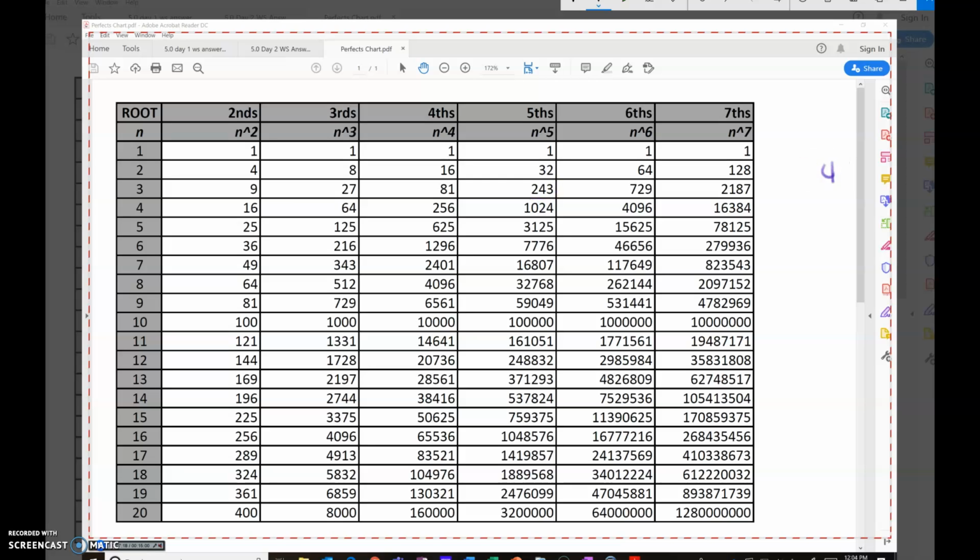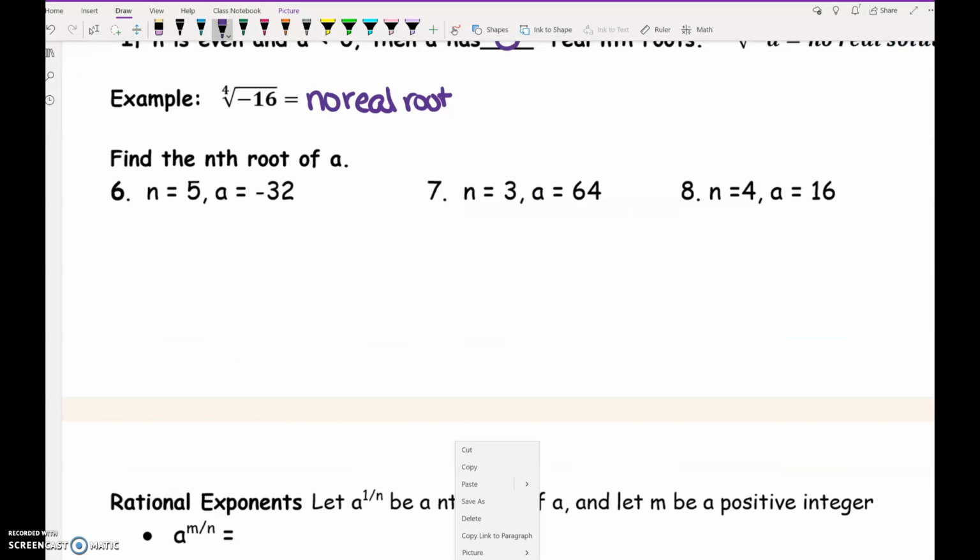So on your own, please try to find the 3rd root of 343. Seven. All right, easy peasy, right? Okay, let's go back to the notes. Let's find the nth root of a.